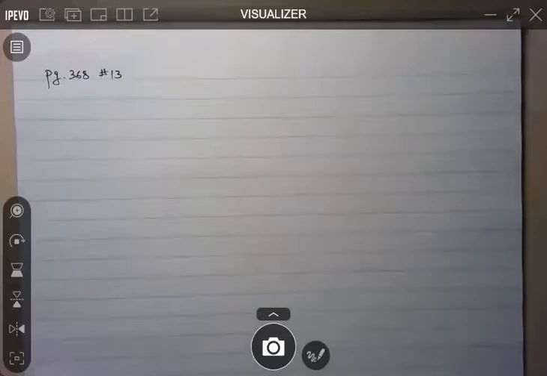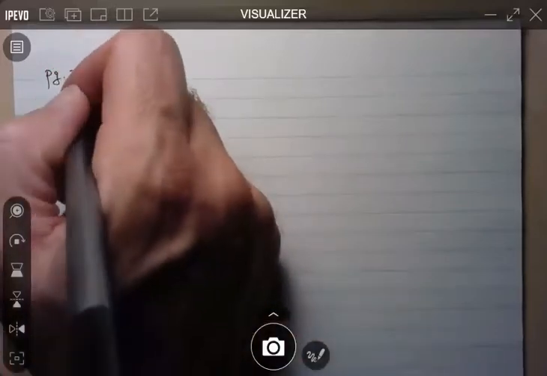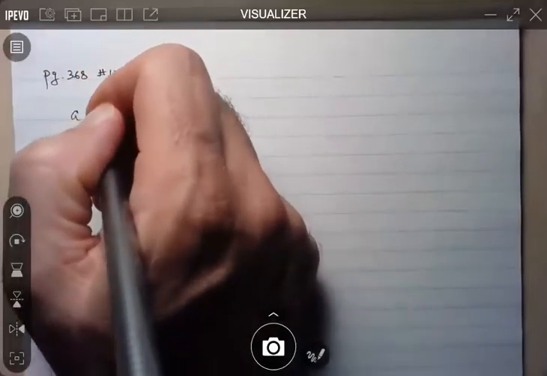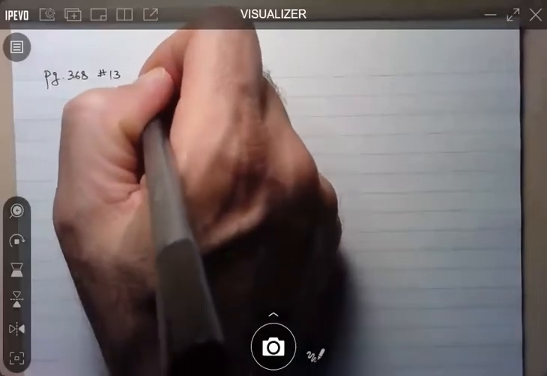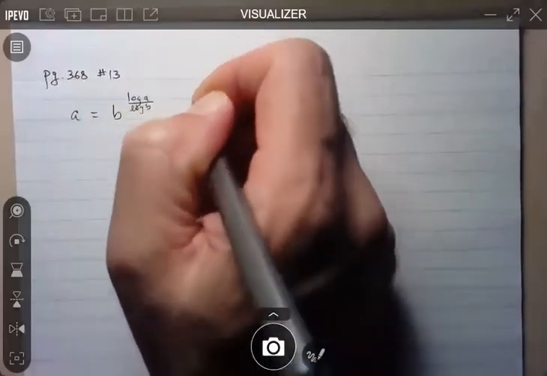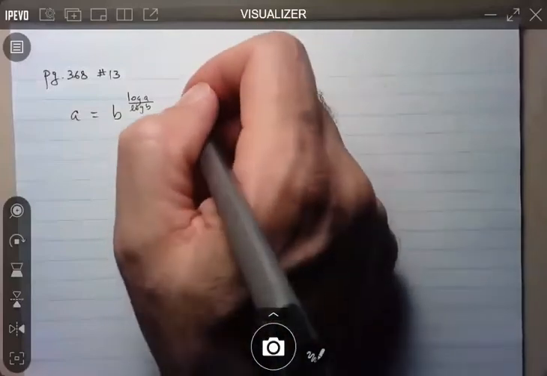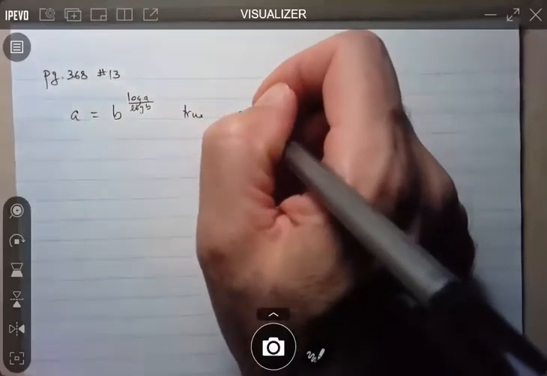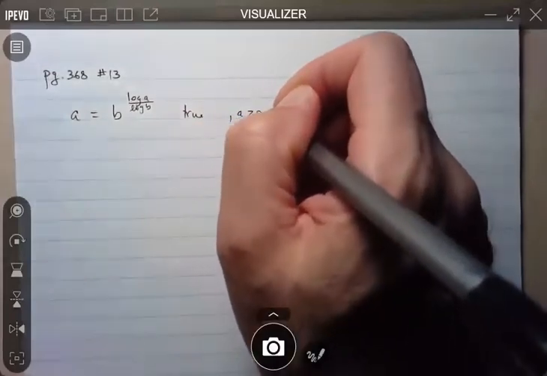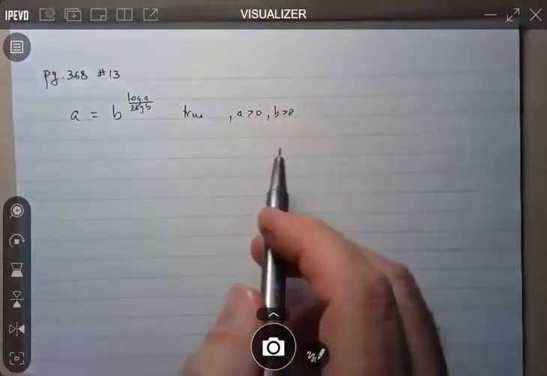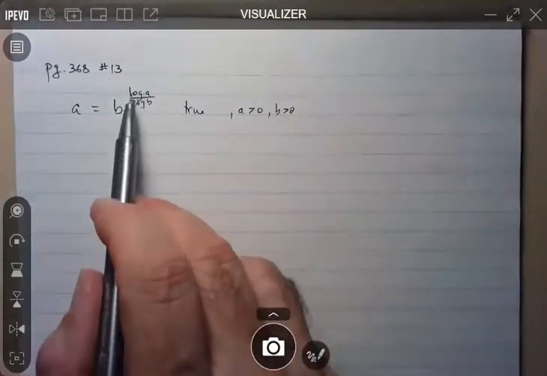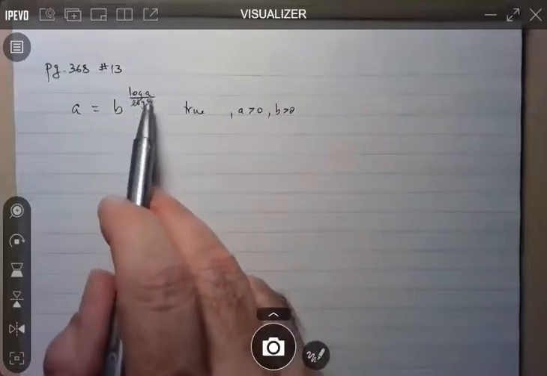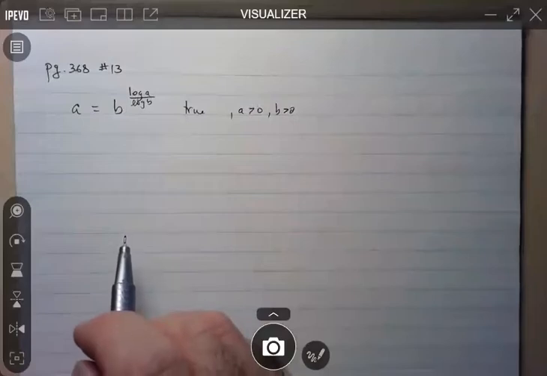So it says, apply algebraic reasoning to show that A equals B to the log A over log B is true. And here, a couple of people asked me, why do they say A has to be bigger than 0 and B has to be bigger than 0? Well, I notice here that A is inside a logarithm. So I know I can't take the logarithm of a negative number or even 0. So that's why we have to specify that A is strictly greater than 0.